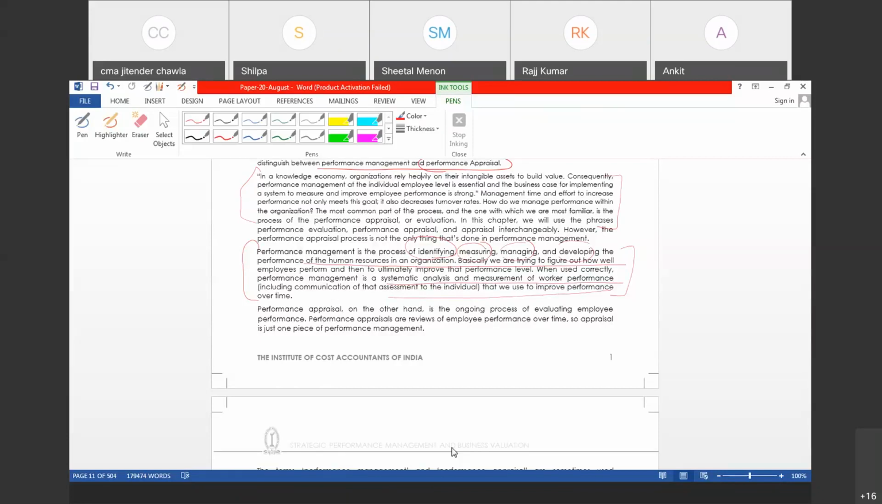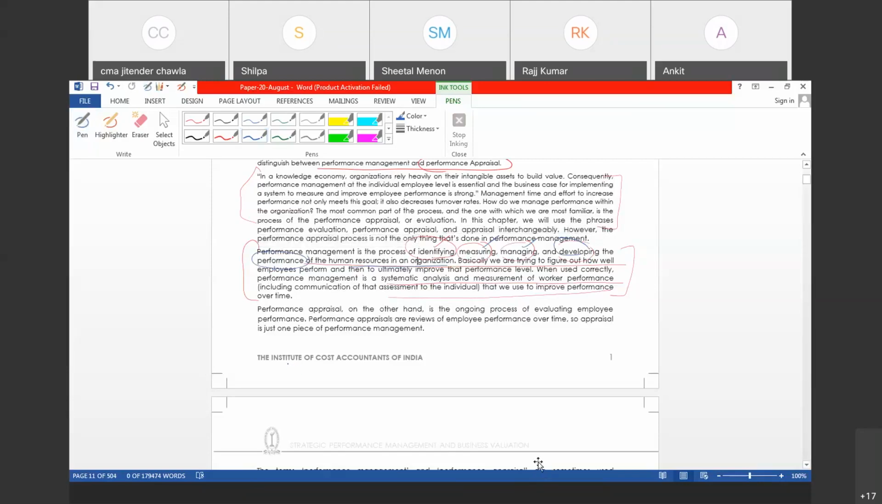So in a knowledge economy, performance management is a process of identification, measurement, management, and developing in such a way that human resources in the organization achieve more performance. Right? Am I allowed to move forward? You can type in the chat box as well. Right.